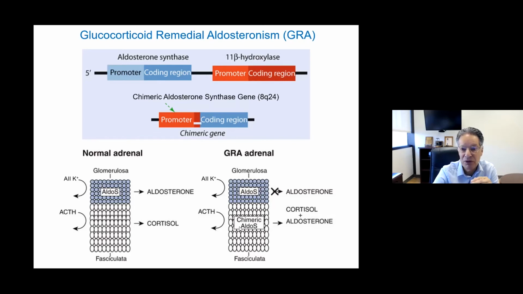So they have the normal 11-beta hydroxylase gene responsive to ACTH, so they make cortisol, but now they've got this hybrid gene, this chimeric gene, where ACTH can actually stimulate aldosterone production. Because of that, aldosterone production in the zona glomerulosa is really suppressed, mainly because angiotensin II is so suppressed. But it also turns out, as I'll mention, potassium fails to stimulate aldosterone secretion in these patients, interestingly.